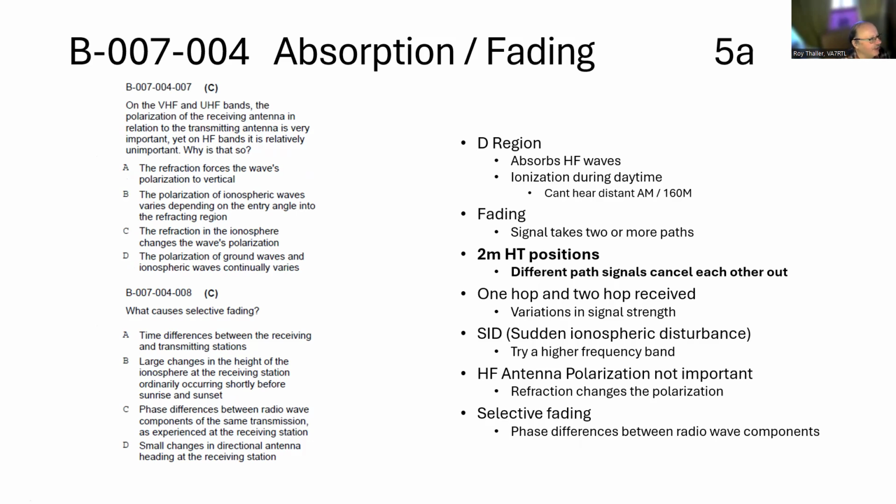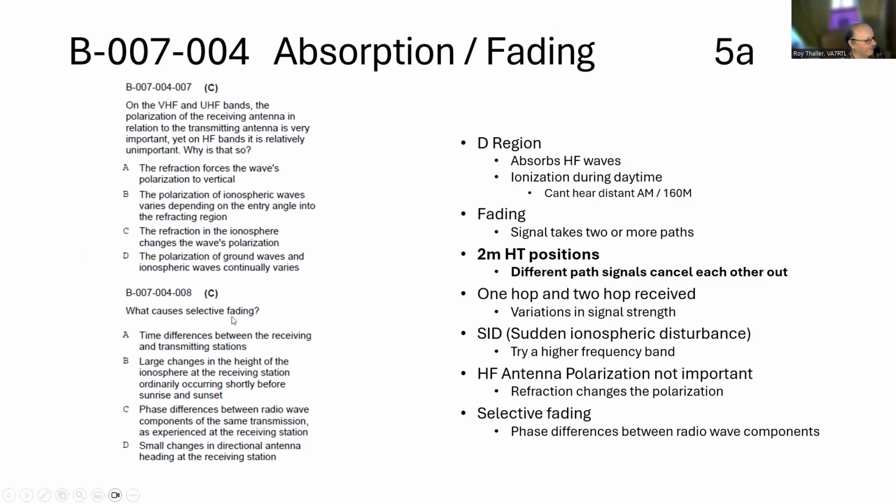On the VHF and UHF bands, the polarization of the receiving antenna in relation to the transmitting antenna is very important. Yet, on HF bands, it is relatively unimportant. Why is this so? That's because as the signal goes through the ionosphere, it changes polarization all the time. So C is the correct answer. The reaction in the ionosphere changes the wave's polarization.